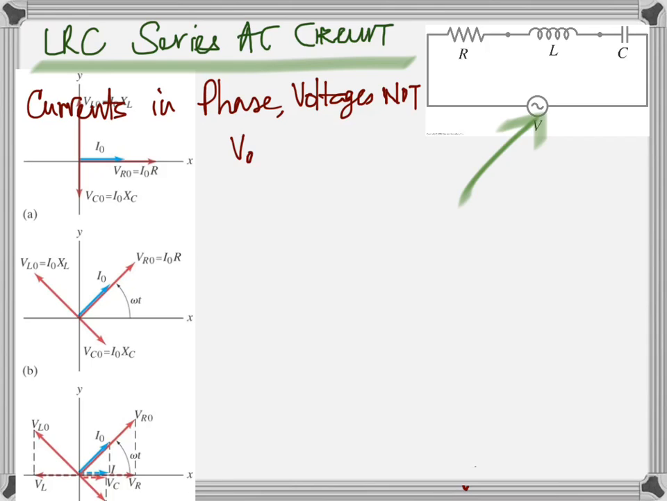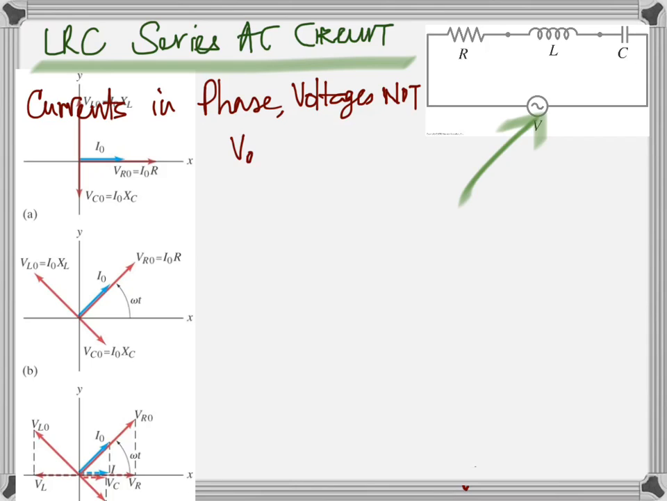When you come to a capacitor, the current leads, which means the voltage lags. So that vector is rotated in the clockwise direction by 90 degrees. And what's the magnitude? The magnitude is, of course, I naught times XC. You got it? Now, you have three vectors. How do you find the resultant of the three vectors?